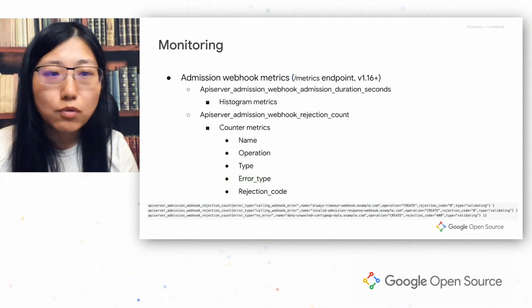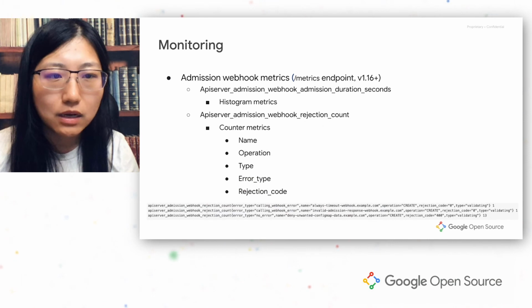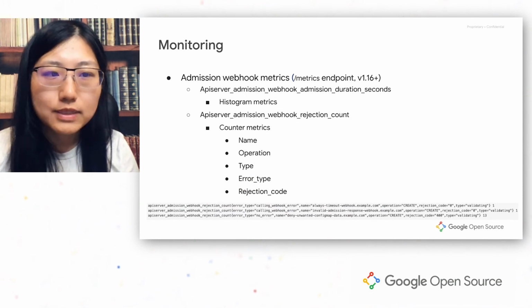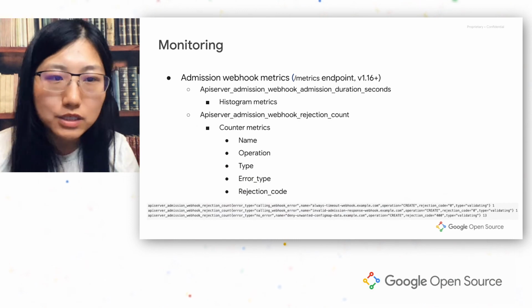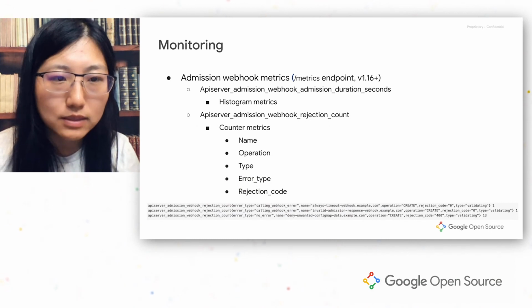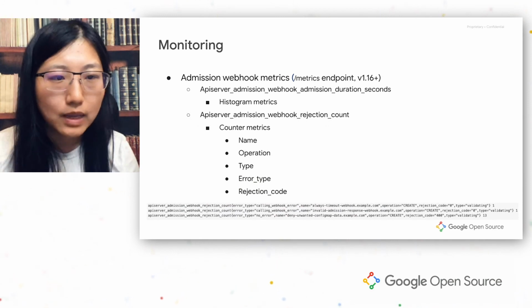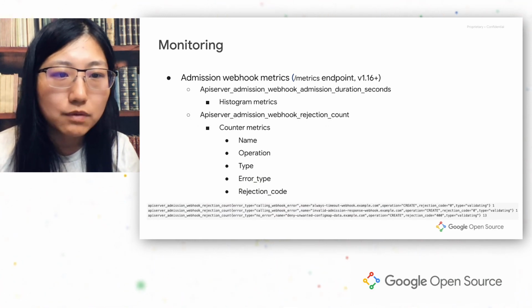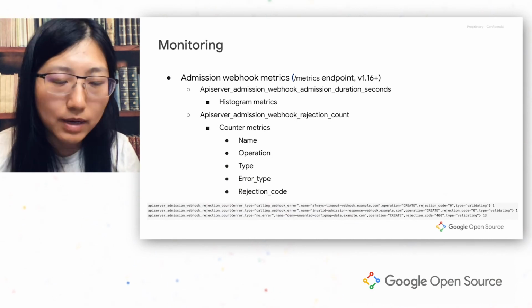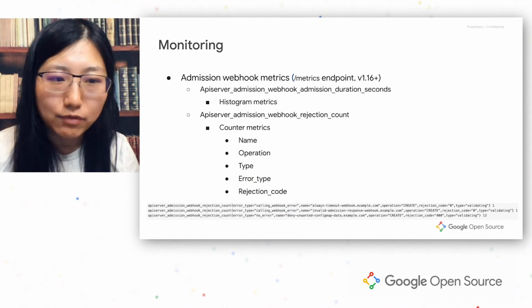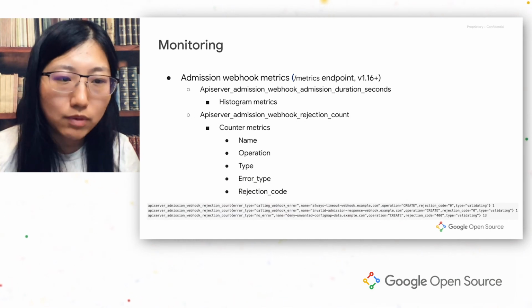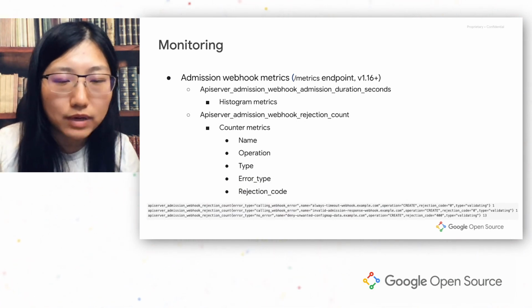And we can also monitor the webhook through the metrics endpoint. There are two metrics highly related to the admission webhooks. The first is apiserver_admission_webhook_admission_duration_seconds, which is a histogram metric that tells you how long the webhook admission takes. And the second is apiserver_admission_webhook_rejection_count, which is a counter metric grouped by name, operation type, error type, and rejection code. And below are examples of what the metrics logs look like.